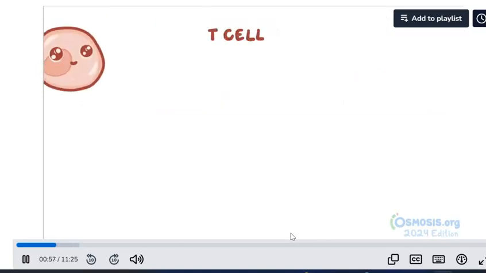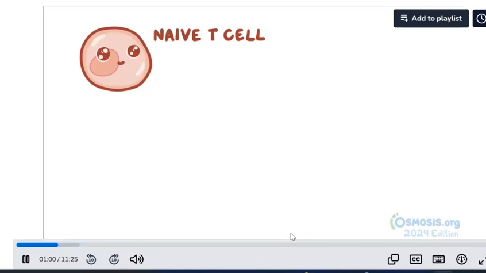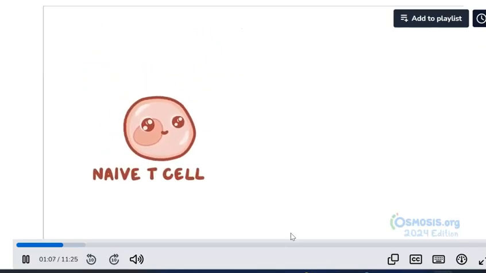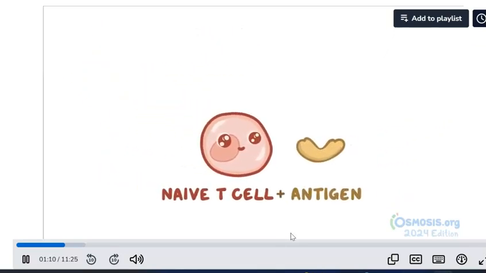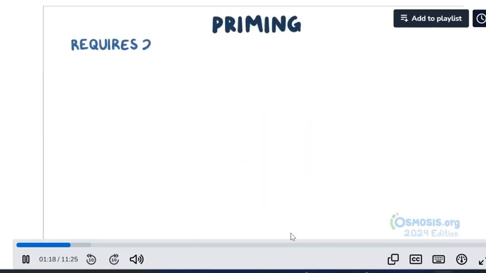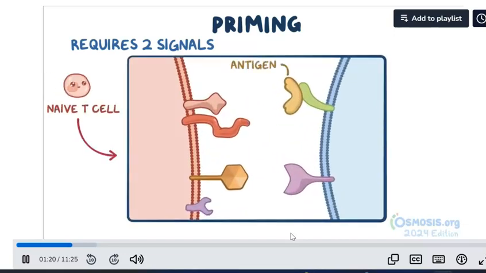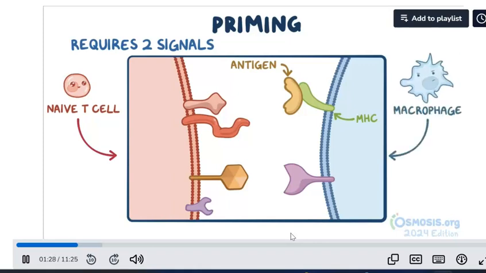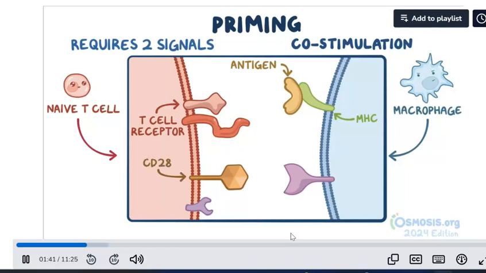Now, when a T cell is initially formed, it's considered naive. This naive T cell is a bit like a student in school that isn't ready to choose a career path. Later, when that T cell encounters an antigen, it gets activated, or primed, and turns into an effector T cell. This process of priming requires two signals. The first signal is the antigen itself, which is usually presented on an MHC molecule on the surface of an antigen-presenting cell like a macrophage or dendritic cell. This antigen has to bind perfectly to the T cell receptor. The second signal is called co-stimulation, and that's when a ligand called CD28 on the surface of a T cell binds to a ligand called B7 on the antigen-presenting cell.